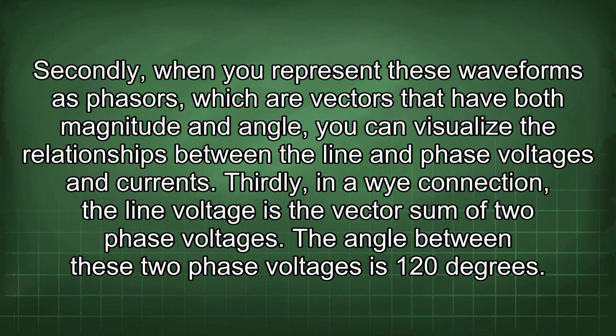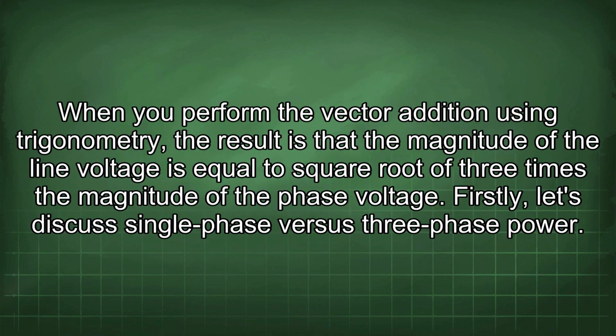Thirdly, in a Y connection, the line voltage is the vector sum of two phase voltages. The angle between these two phase voltages is 120 degrees. When you perform the vector addition using trigonometry, the result is that the magnitude of the line voltage is equal to square root of 3 times the magnitude of the phase voltage.